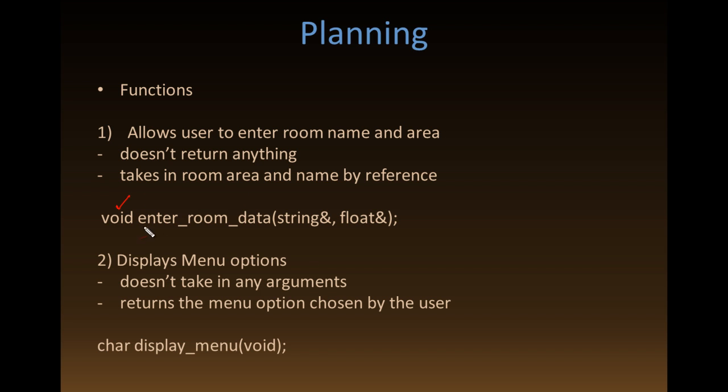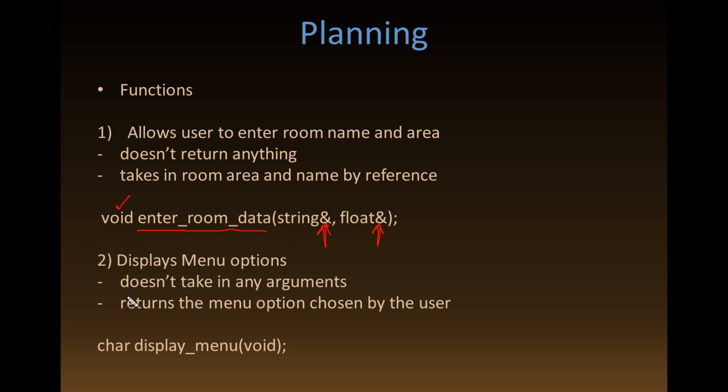We have the name of the function, which is enter room data, and we have the two things that it takes in, which is room area and name. This ampersand here indicates that they are being sent by reference, because we have to actually access that variable in the main program in order to change its value. And you need to do that if you need your function to return two things, as we do, because a function can actually only return one thing. But by sending these by reference, we can change their value.